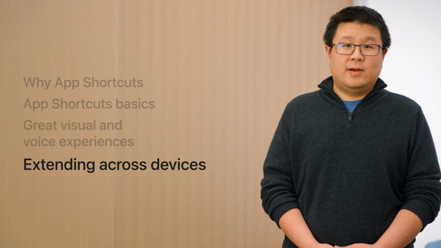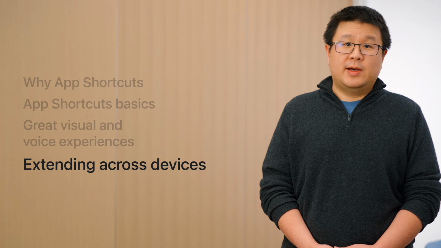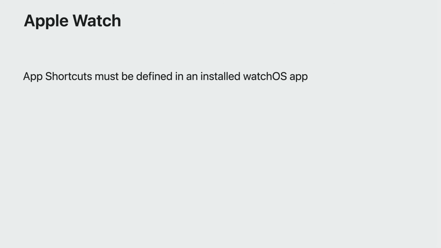Now that I've gone over how to create a great App Shortcuts experience, let's talk about how you can bring the same great experience across a wider variety of devices beyond iPhone. App Shortcuts now work on Apple Watch, but you should be aware of some limitations to get the best possible experience. App Shortcuts on Apple Watch must come from a watchOS app installed on the device itself. App Shortcuts from a paired iOS device cannot be run on the watch. This means that if you have an iOS app installed on iPhone, but not the corresponding watchOS app, your App Shortcuts will not work from watchOS.